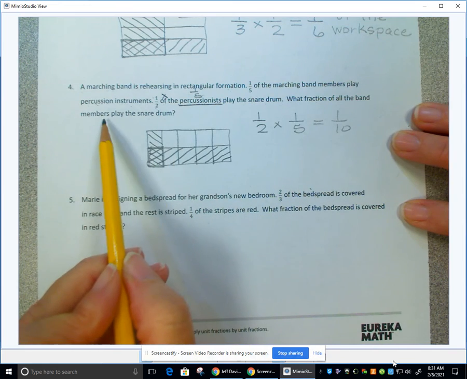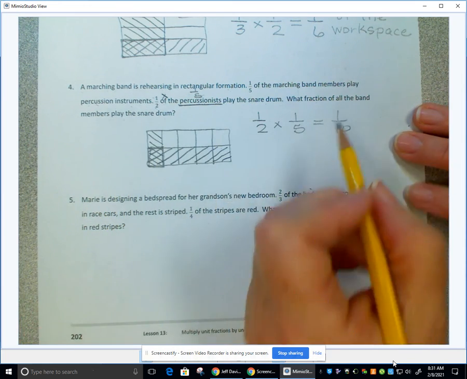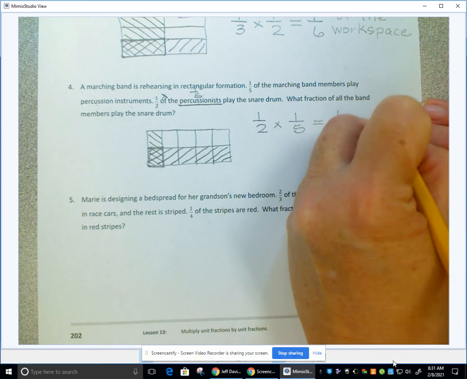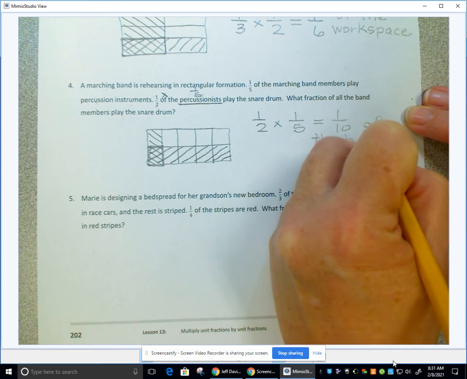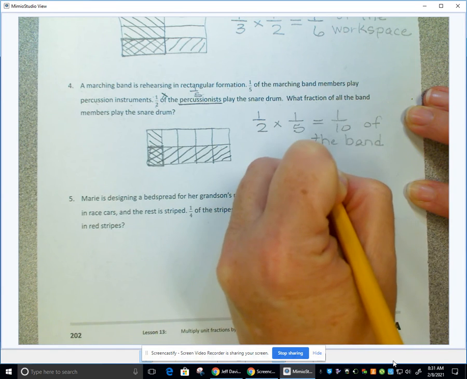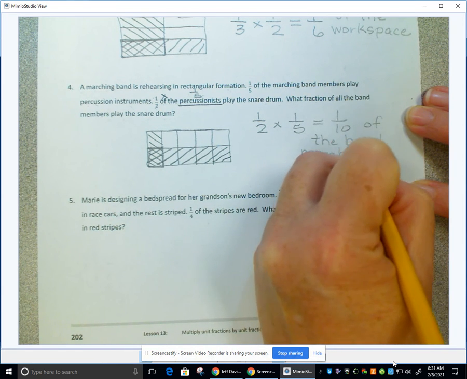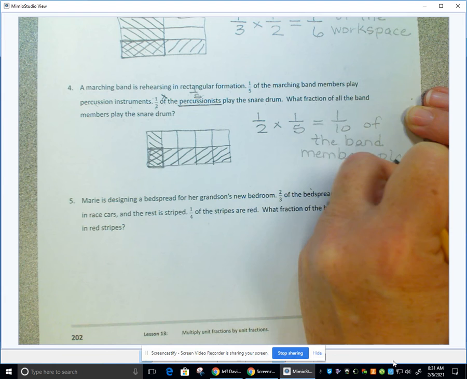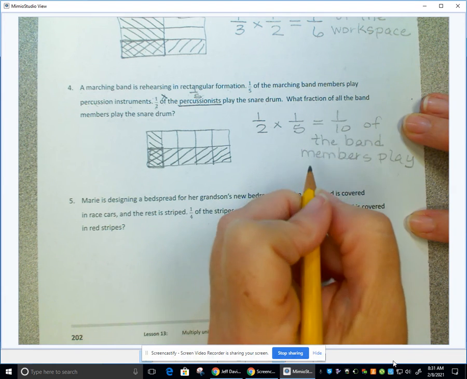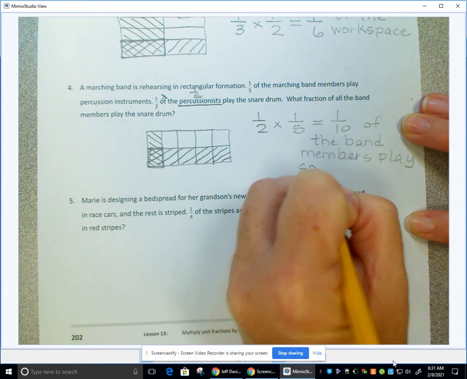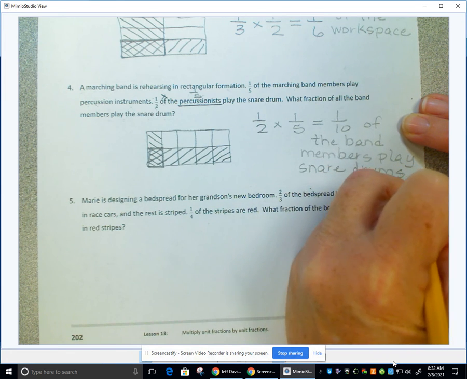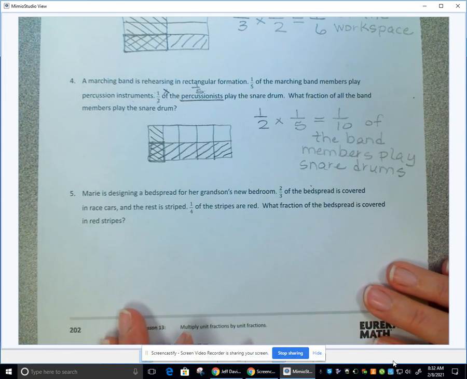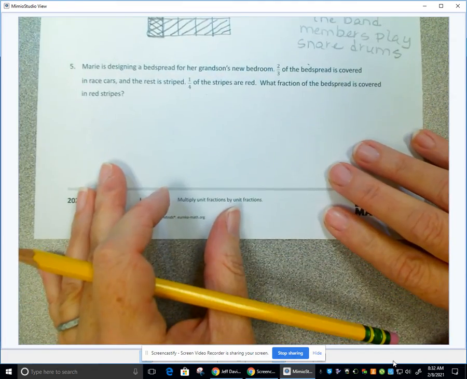So what fraction of all the band members play the snare drum? 1/10 of the band members play snare drums. Okay. Last one.